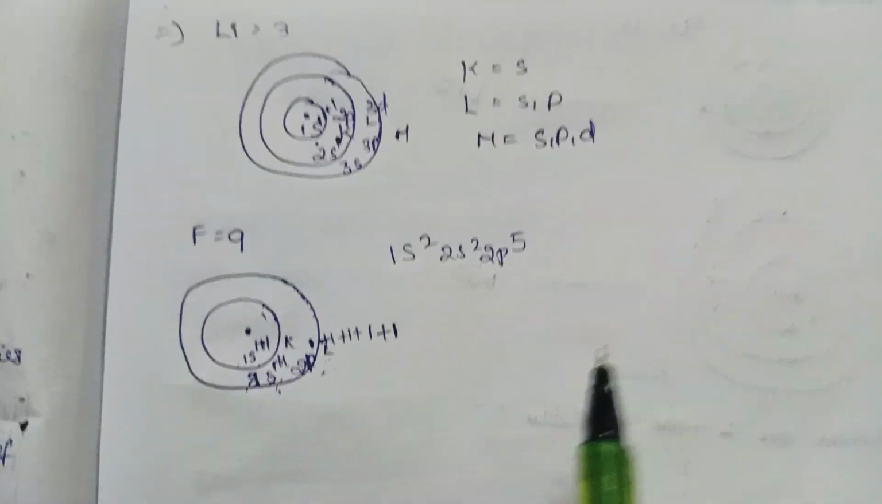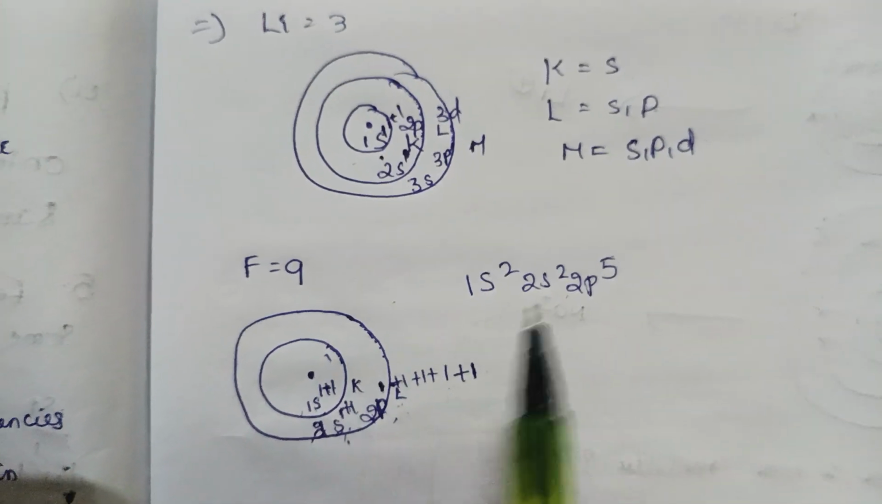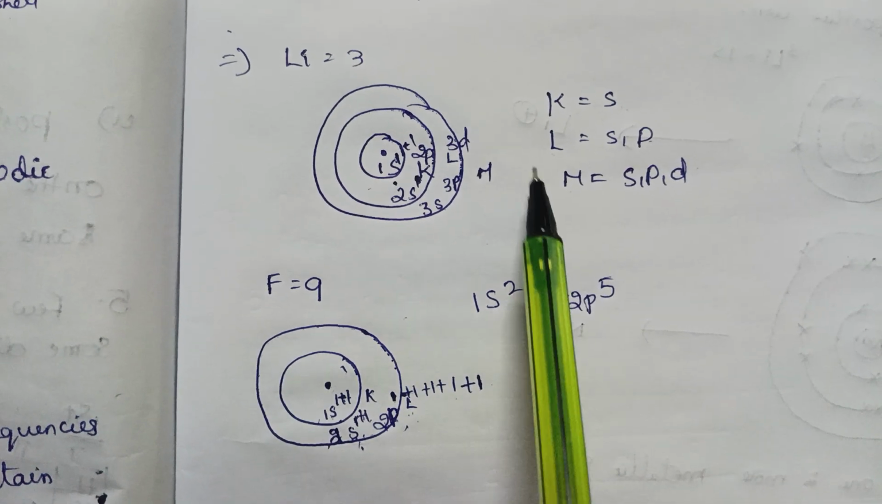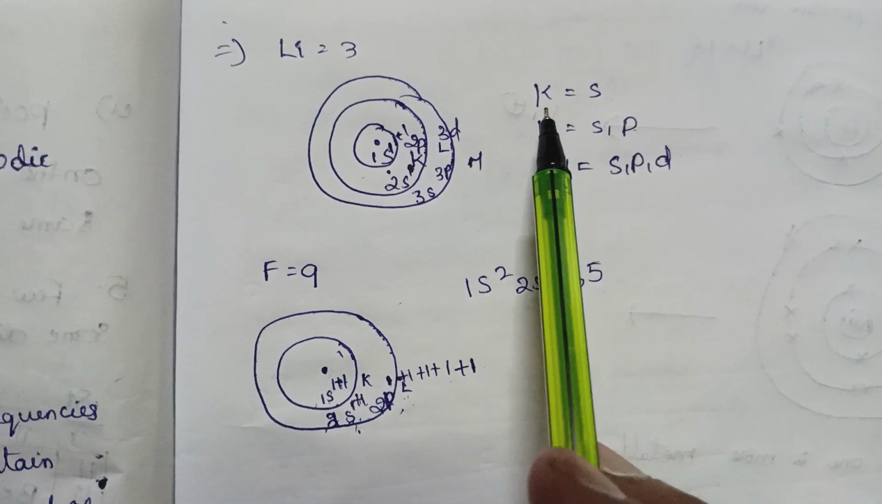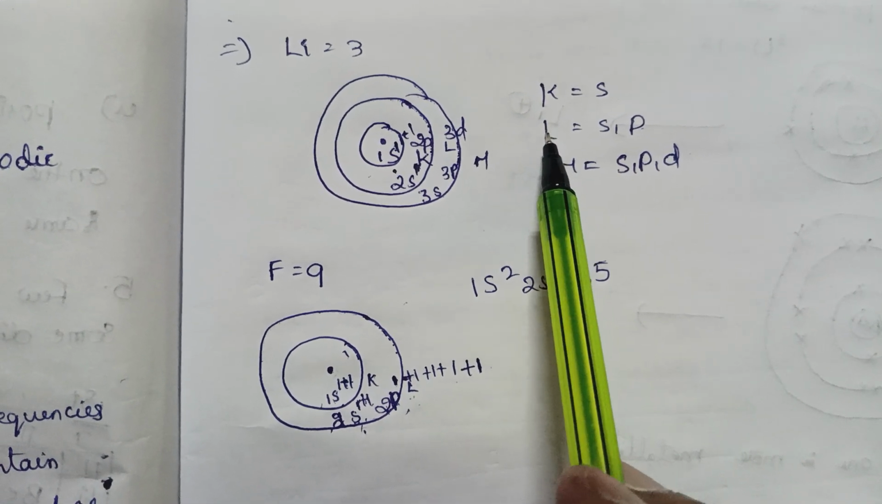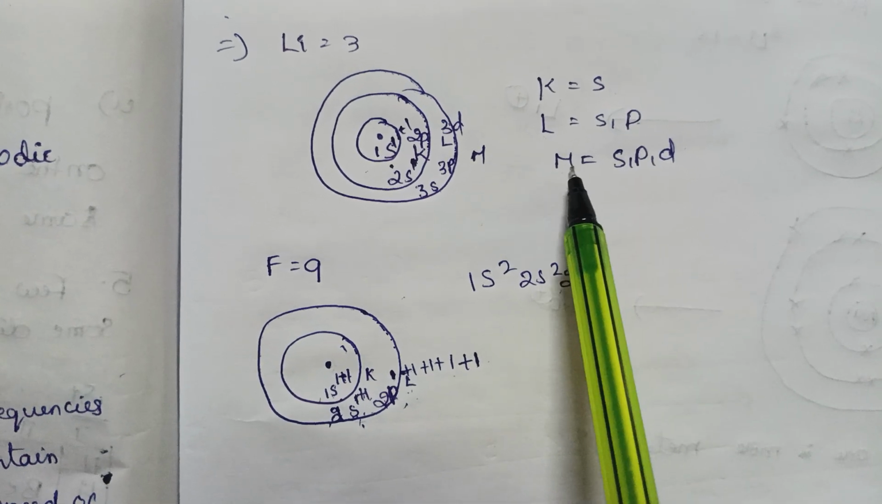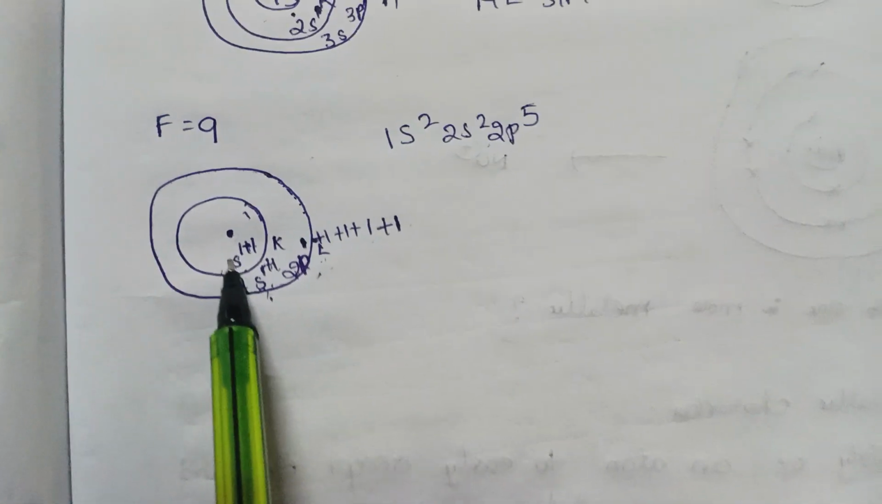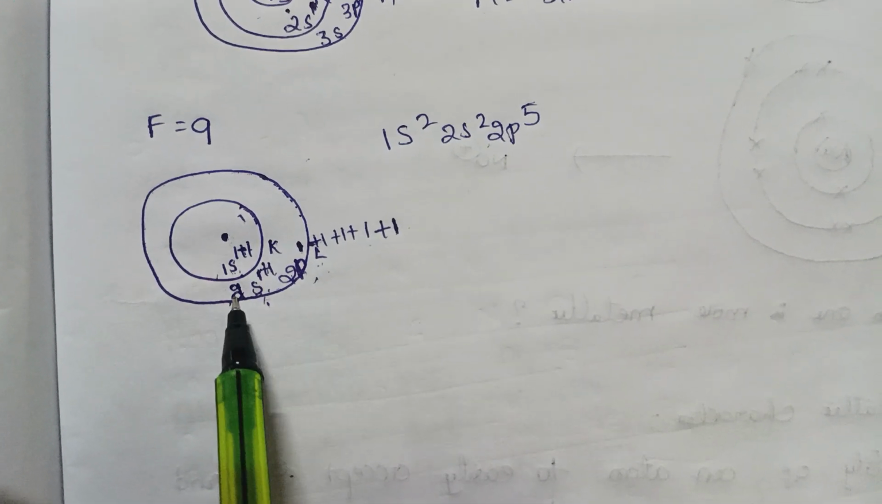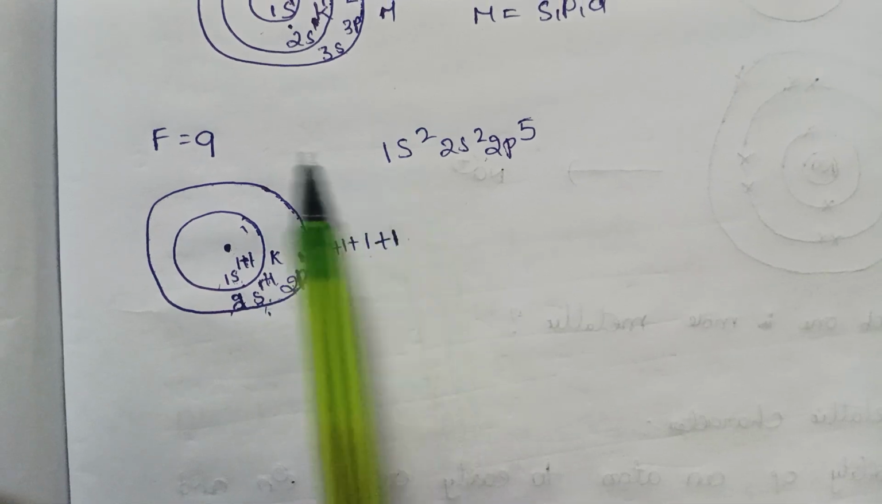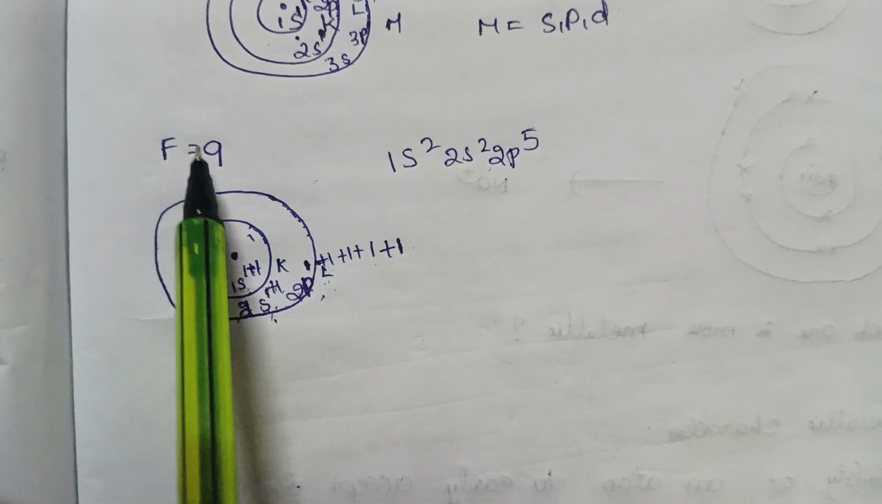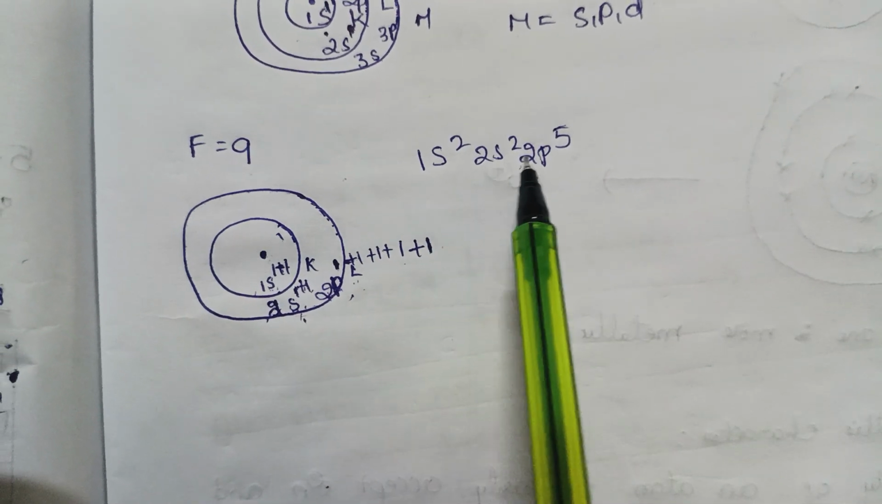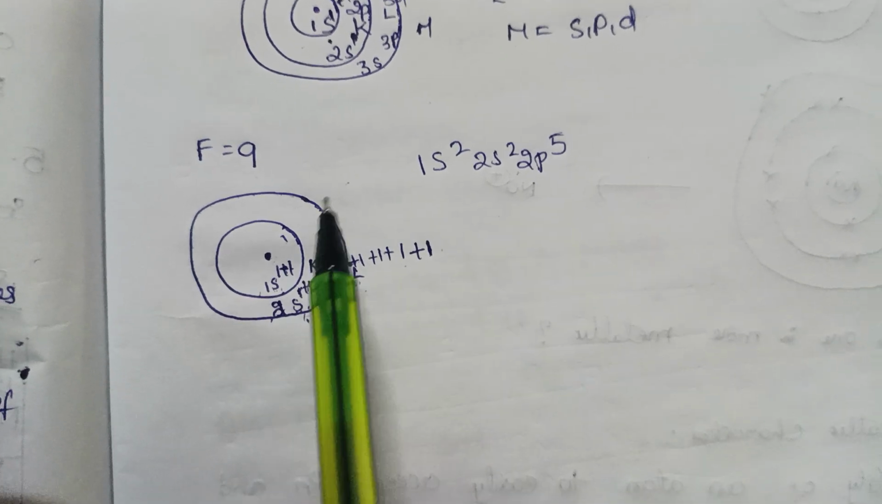Okay, let's take one example, fluorine. See, the K shell has one s orbital. L means s and p. M has s, p, d orbitals. If we take 1s, 2s, 2p, fluorine's atomic number is 9. 1s2, 2s2, 2p5 is the configuration of fluorine.